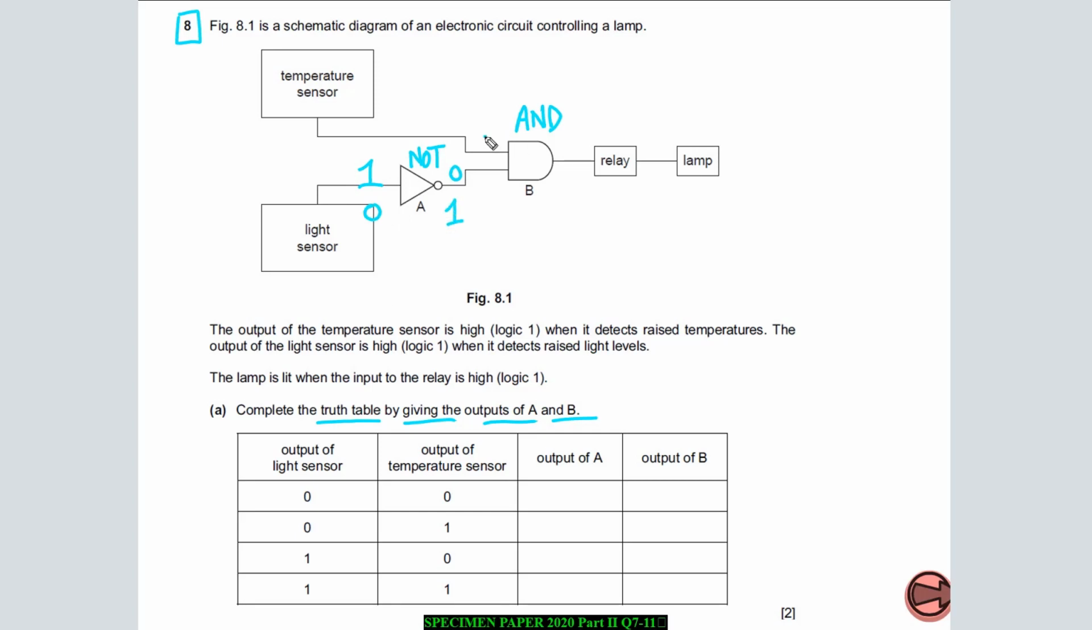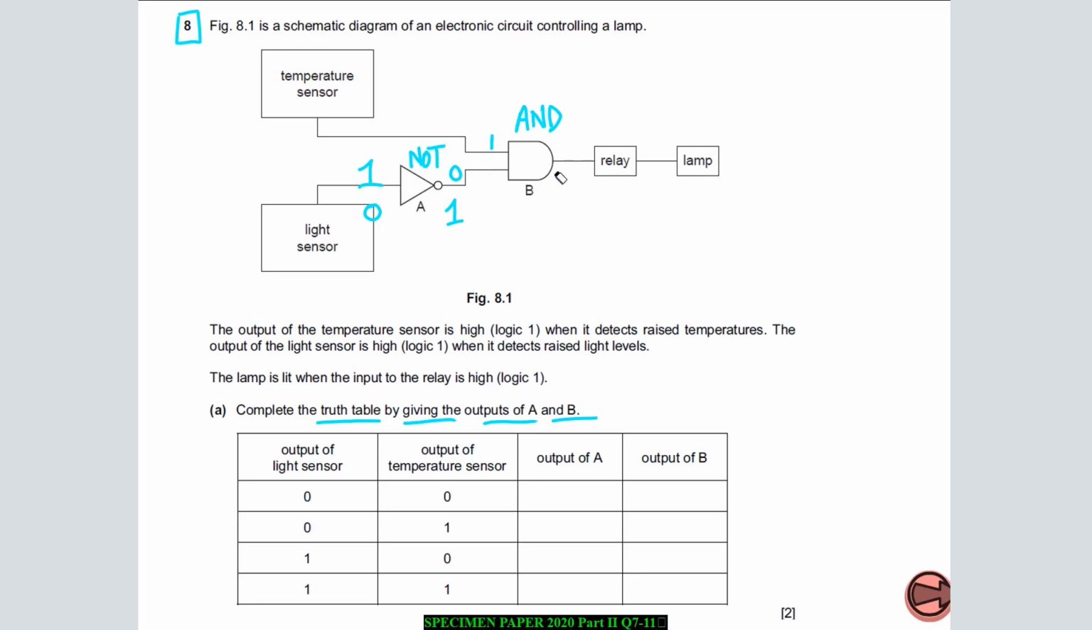And for an AND gate, if one input is 0 and the other input is 1, the output will be 0. If both inputs are 1, let me write it down again, maybe the second part will be hard to see. If this input is 1 and this is also 1, only then will its output be 1. So this is what we need to understand.